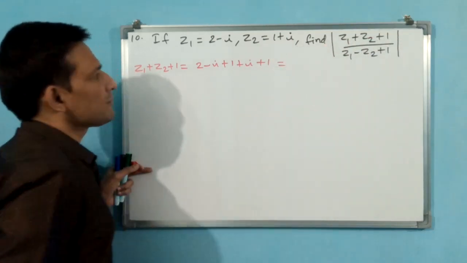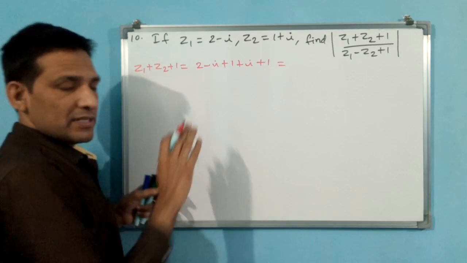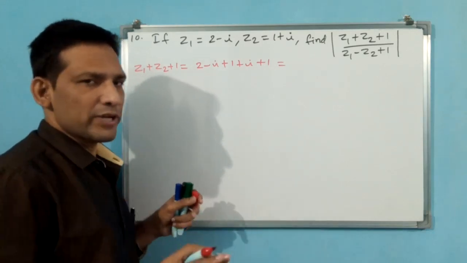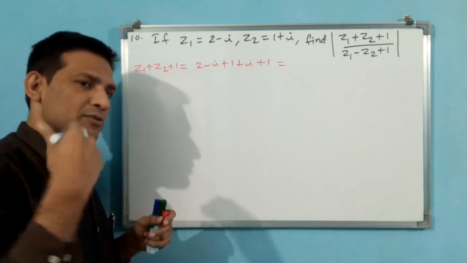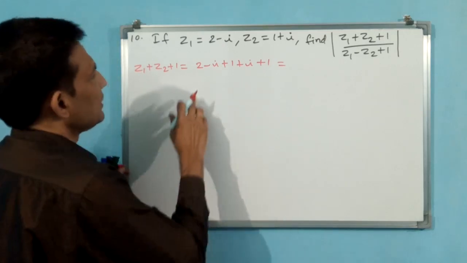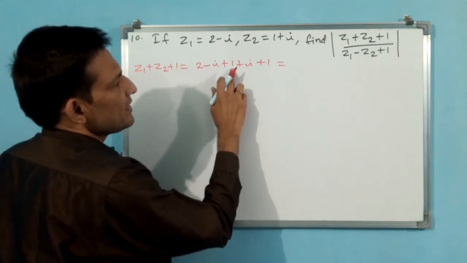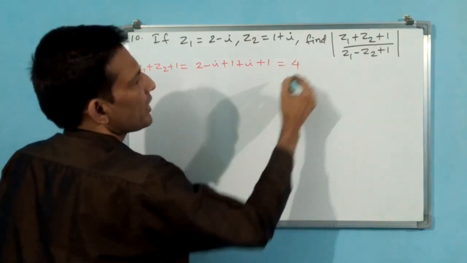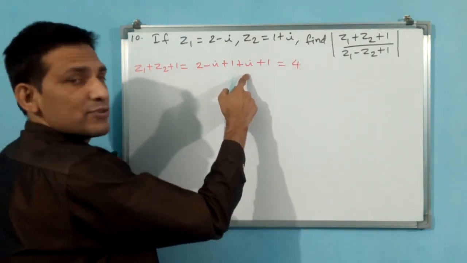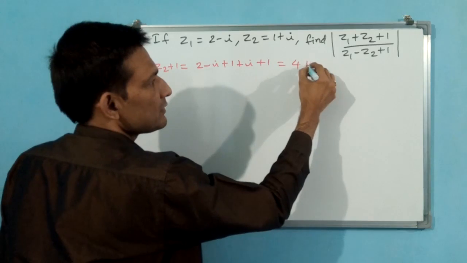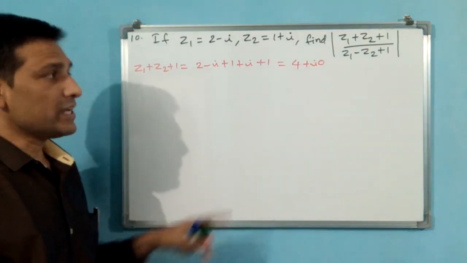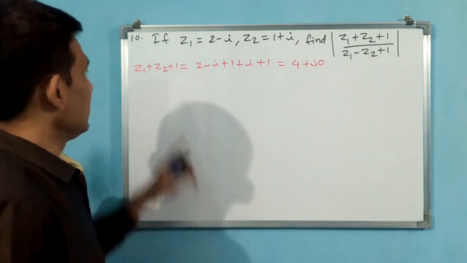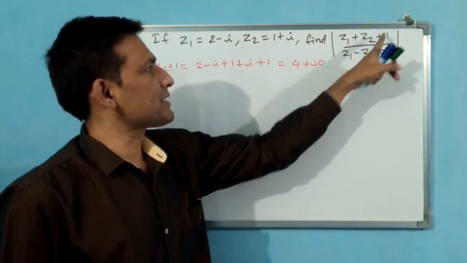Now what will come here? Real part. In addition and subtraction, only real part to real part. In multiplication, then real to imaginary, real to real, like that you have to do. 2 plus 1, 3 plus 1, 4. Minus I plus I, 0. Let it be 4 plus I0. That means the numerator is 4 plus I0.